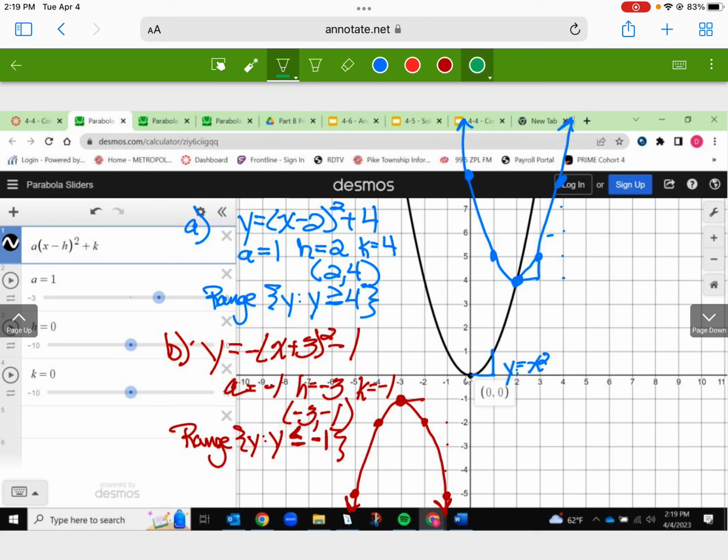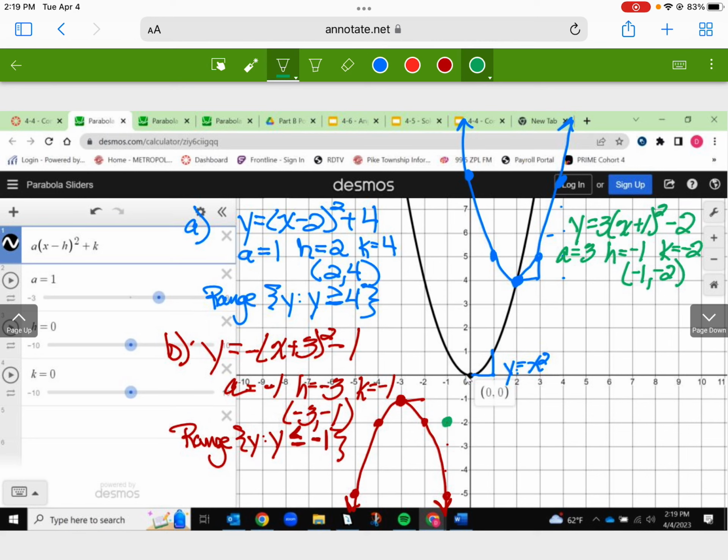So that's the range for that parabola. All right, let's go to C. We have y equals 3 times x plus 1 quantity squared minus 2. What's my a value here? 3. My h, -1, k, -2. My vertex is -1, -2, right there.